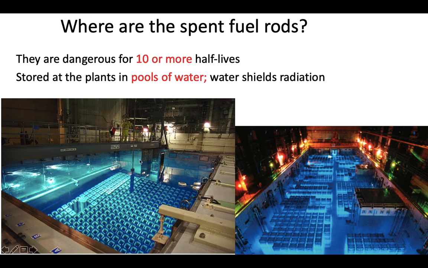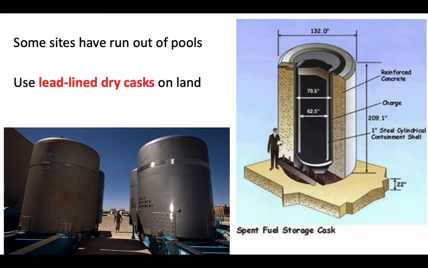They're oftentimes stored in containment pools on site because the water shields the radiation. And sometimes these pools start to fill up though, so nuclear power plants have started storing them in lead-lined dry casks on land. And if you take a look at this, they're lined with lead to help protect the outside from radiation leaking out.